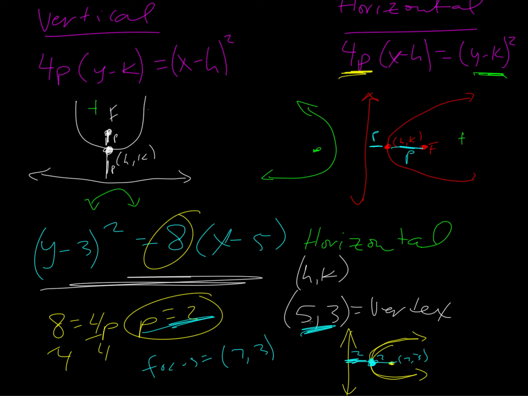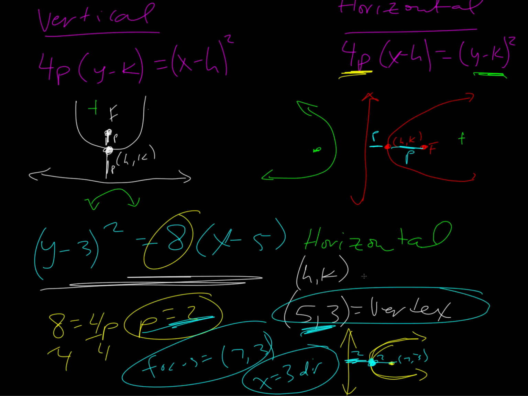And so the x value is 5. Now the x value is going to be 3. And since it's a vertical line, we're going to say x equals 3 for our directrix. So we found the focus, directrix, and the vertex. And so we are done with that one.